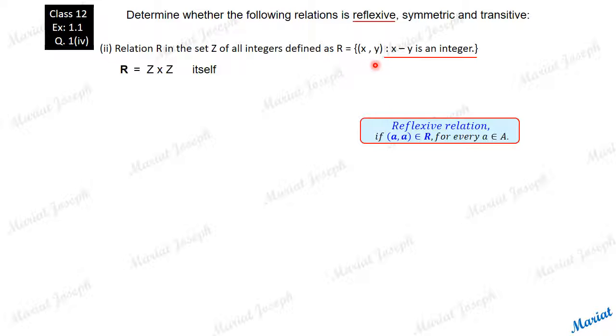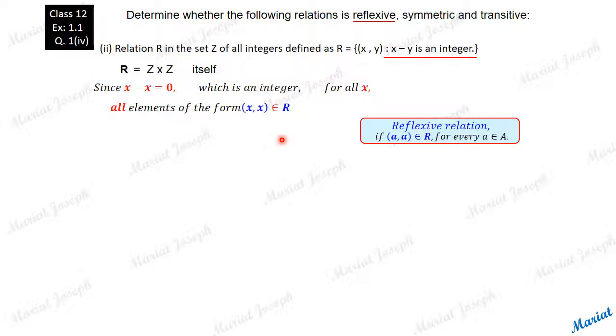So (x, x), will it belong to the relation? We can check. Place x in place of y also. x minus x is equal to 0, which is an integer. That is, x minus x is 0, which is an integer for all x. Hence, the pair (x, x) will belong to the relation. That means the relation is a reflexive relation.